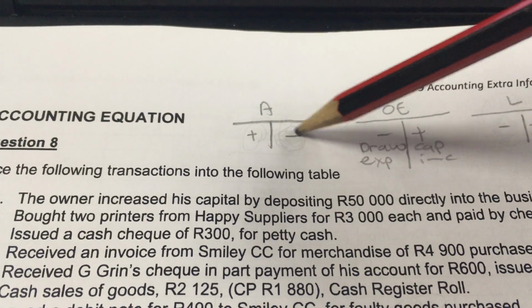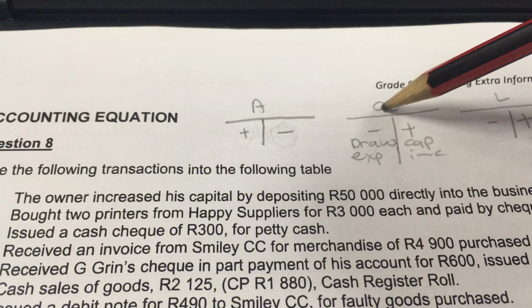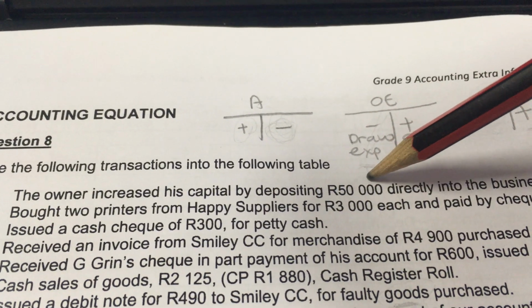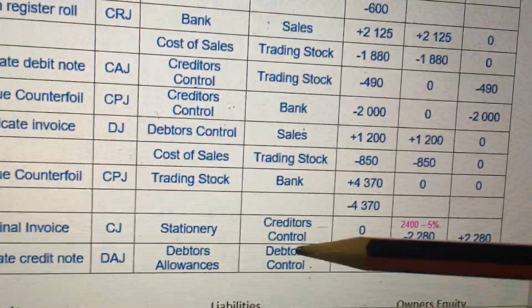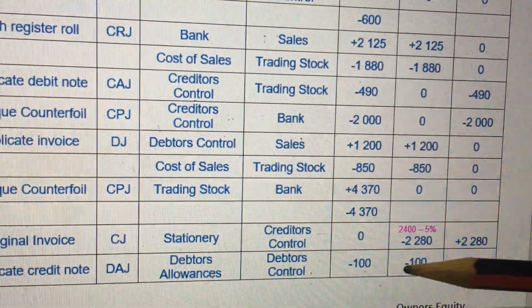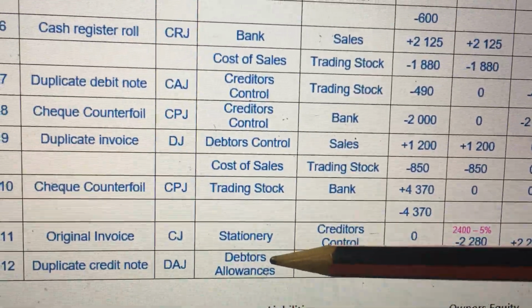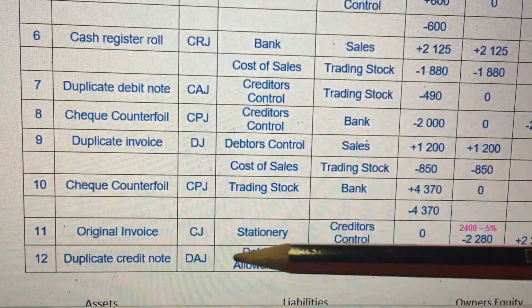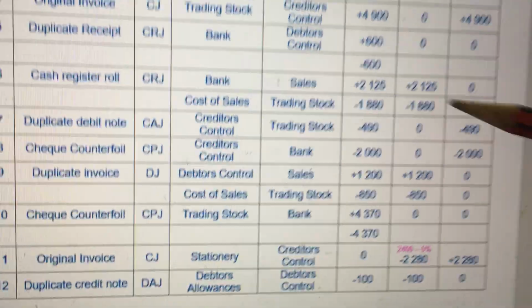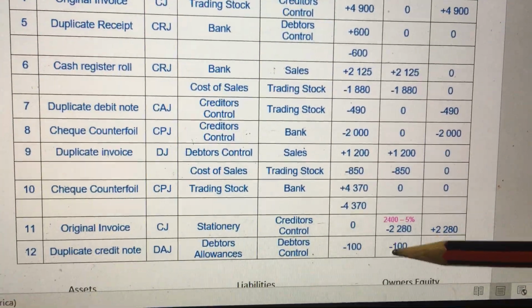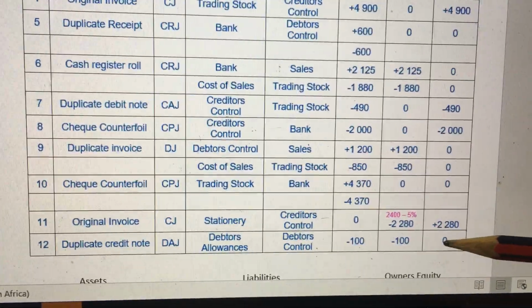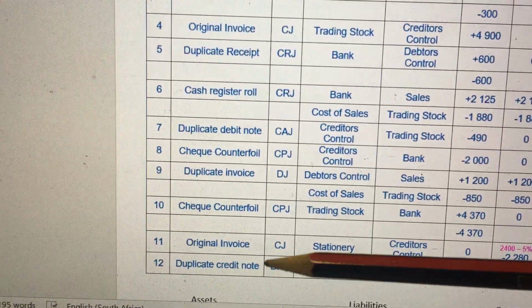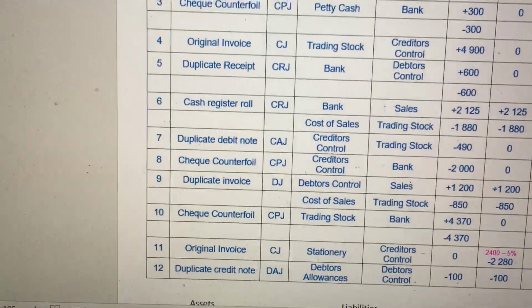He's an asset, he owes me 100 Rand less, and I've got to put through my debtors allowances, and debtors allowances is an owner's equity expense. All right, so my debtors owe me 100 Rand less, and it's an asset, so minus, and debtors allowances is an expense to the sale. I'm decreasing the amount of my sale. So here I'm going to debit the expense debtors allowances, and debtors allowances is an owner's equity expense, and they decrease your owner's equity. So 0 plus negative 100 equals negative 100. It would go through your debtors allowances journal, and it would be a duplicate credit note.